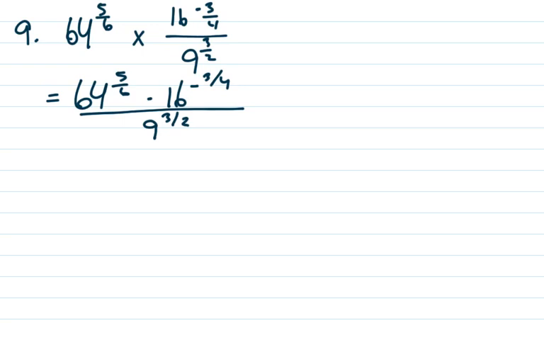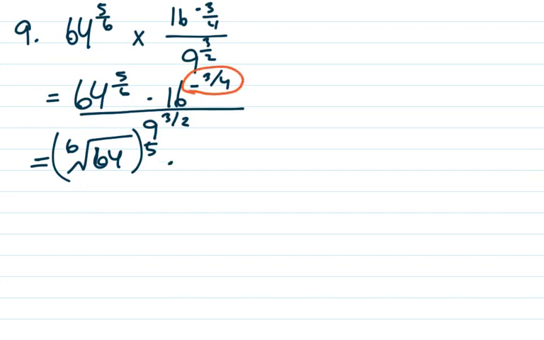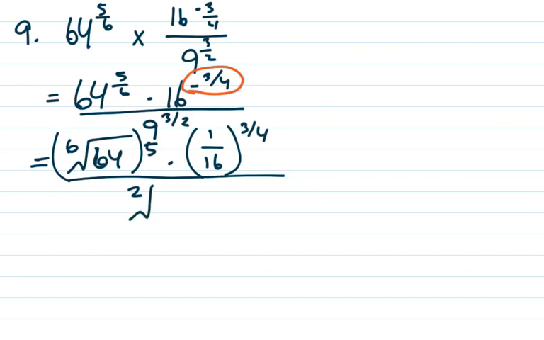Now, I'm going to break these down as much as I can. So 64 to the power of 5/6 is the same as the 6th root of 64, all to the power of 5, times, for this next one, I'm just going to get rid of that negative sign. So I'm going to do 1 over 16 to the power of 3/4, divided by 9 to the power of 3/2, which is the same as the square root of 9, all cubed.